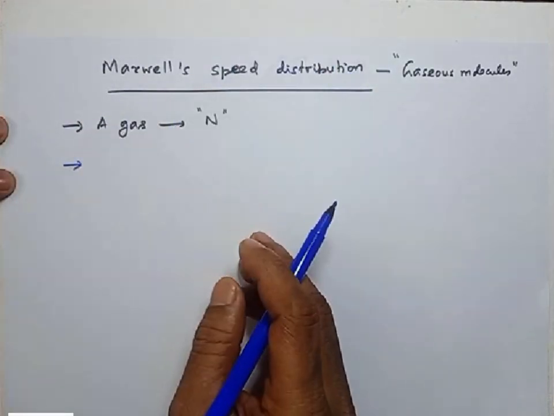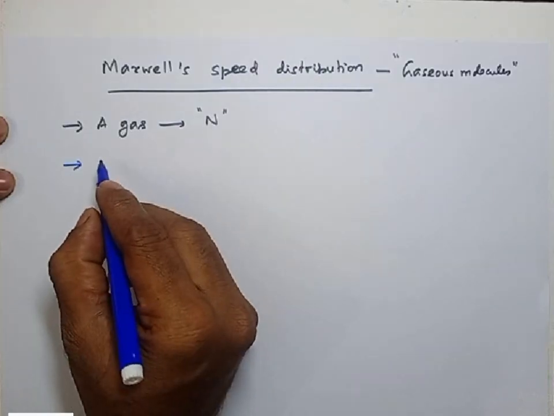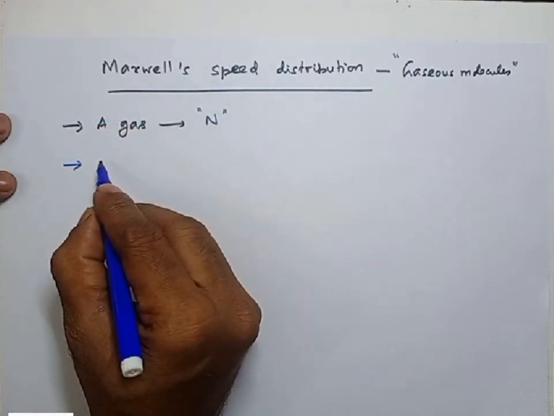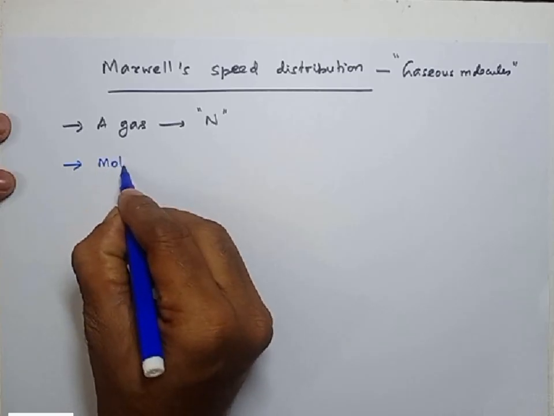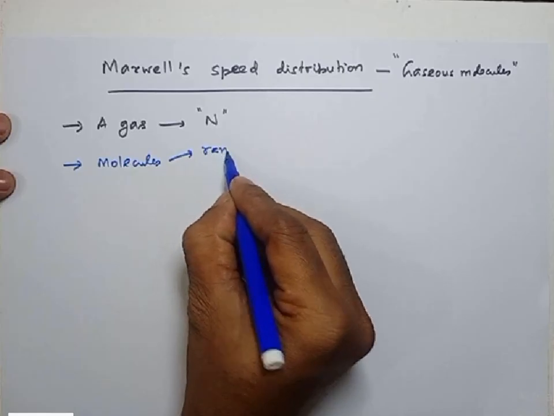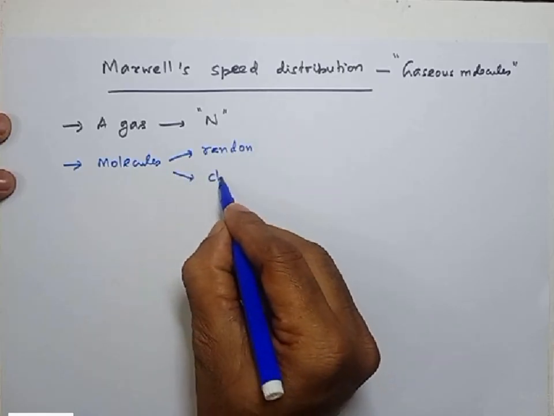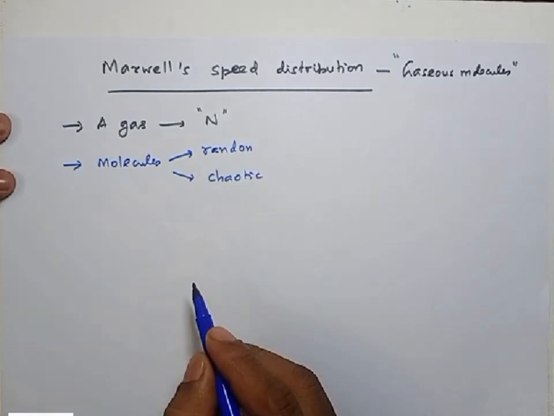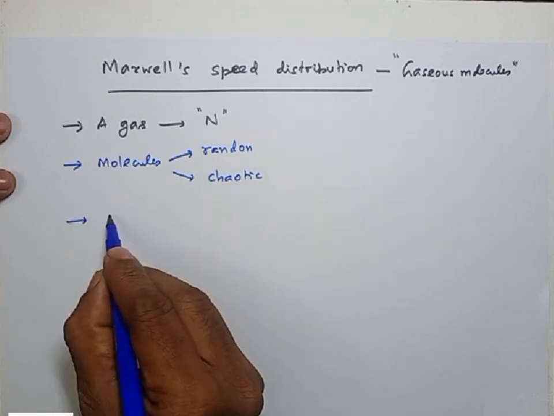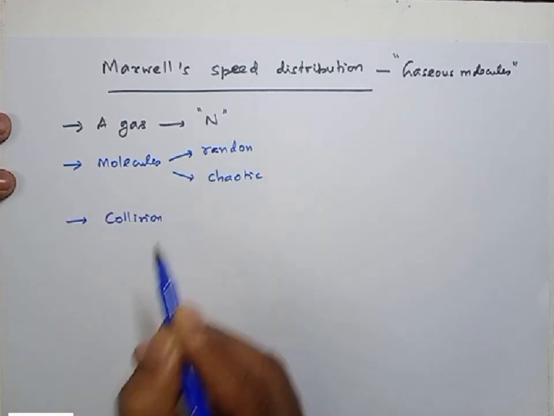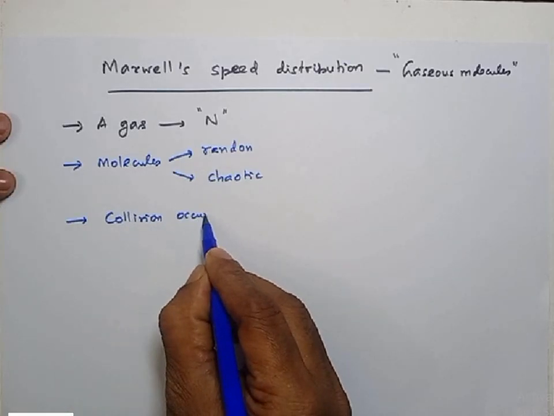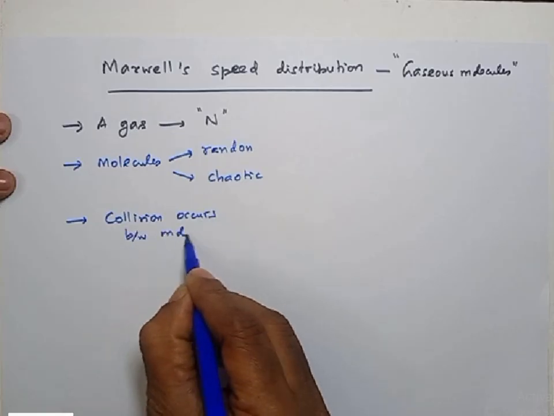They keep on moving randomly. Due to random motion, the molecules also undergo collision, isn't it? So gas molecules move in a random and chaotic manner, and they undergo collision. You know very well, right? Collision occurs between molecules.